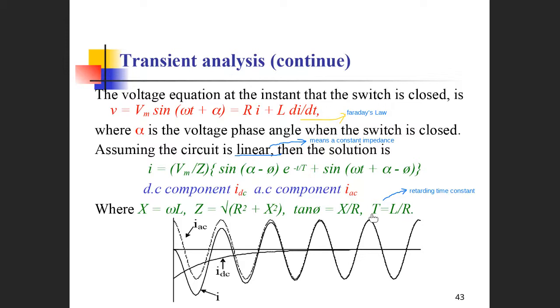Now, looking at this time constant, if the inductance L is 0, then the time constant will be 0. That means the current achieves its stabilized value at the same moment that you switch on. If the inductance is big, then T will be big, and the current will take longer to achieve its maximum value.